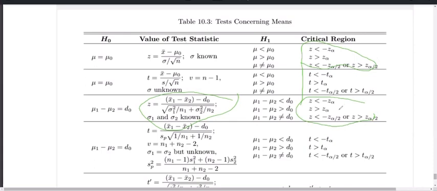I need you to take a look at that. It's always going to be the same. The critical region or rejection region is always going to be the same. So I need you to take note of that now.